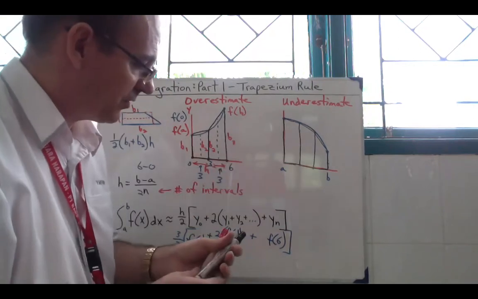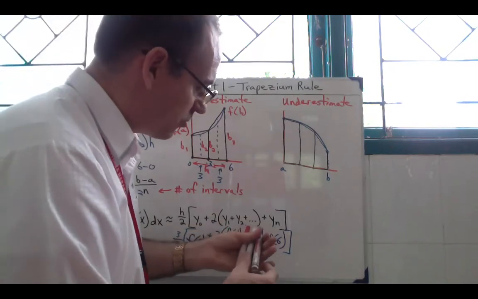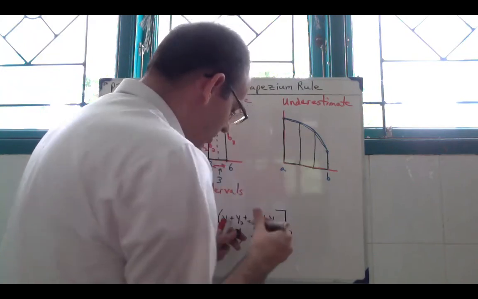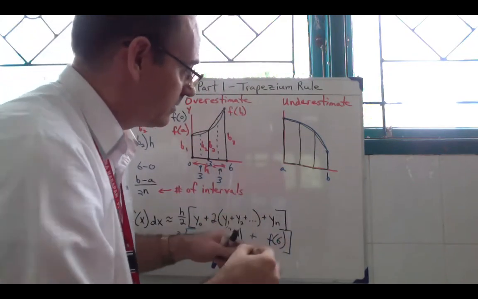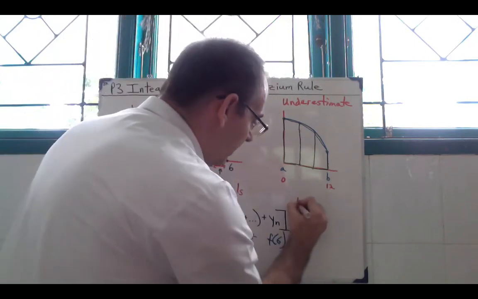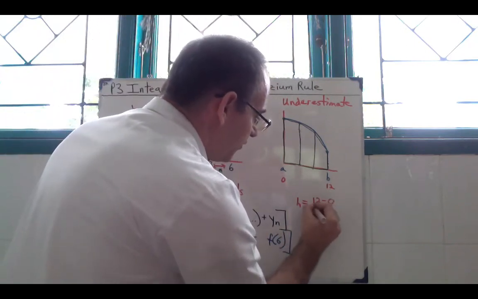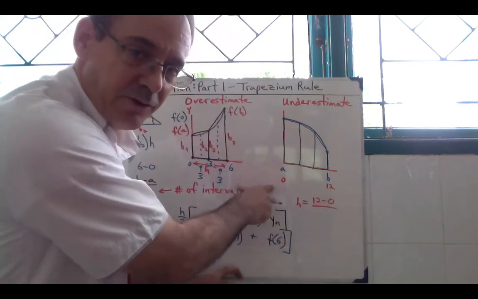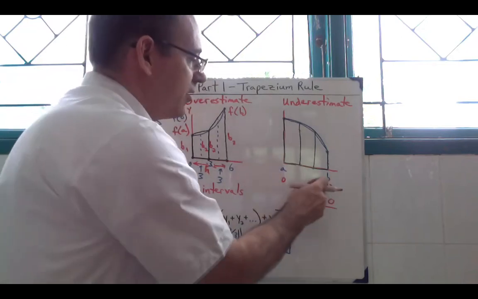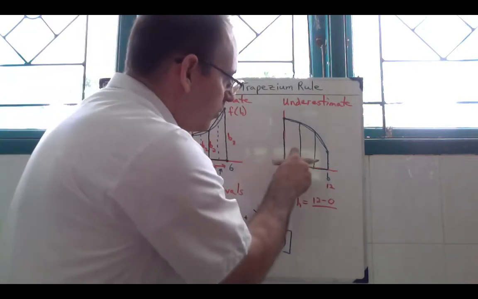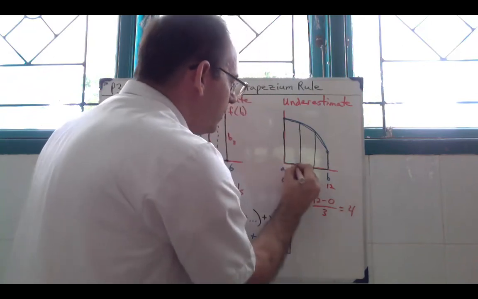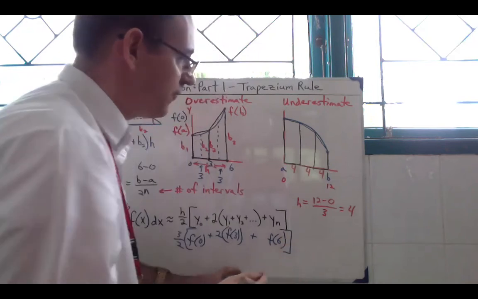Okay, so if we just throw numbers on here, let's say we have from 0 to 12. So our height would be 12 minus 0. And this isn't always 0, I just happened to pick 0 as the origin there. So whatever these values are, the largest minus the smallest, we've got 3 intervals. So 12 divided by 3 is 4. So that's our height. We have 4, 4, and 4.